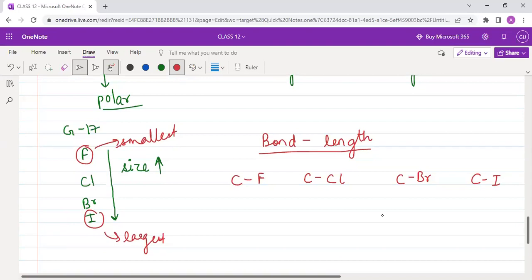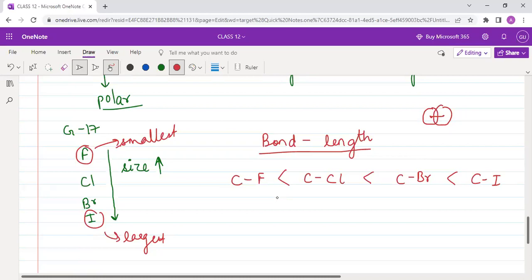See, the size of fluorine is the smallest. Bond length simply represents the distance between, say, carbon and fluorine. So if fluorine is the smallest, the C-F bond will have the smallest bond length, and then as the size increases, the bond length will also increase, because iodine is the largest and fluorine is the smallest. So as the size of the atoms increases, bond length also increases.